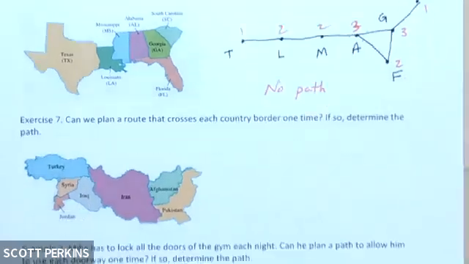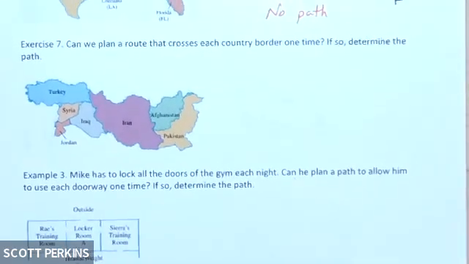Same thing for exercise 7. Draw the graph. Determine if you can cross each exactly one time.